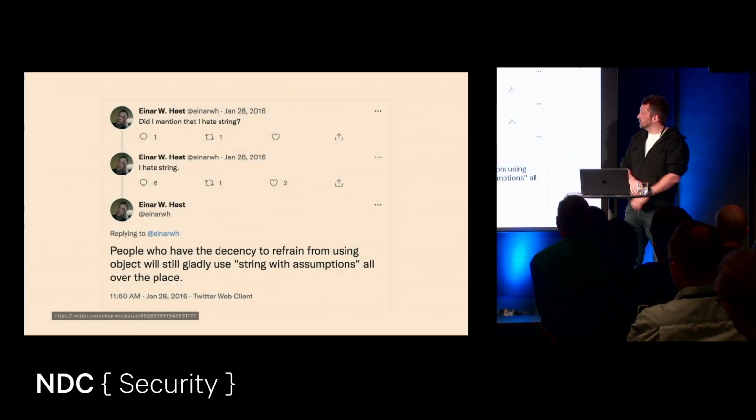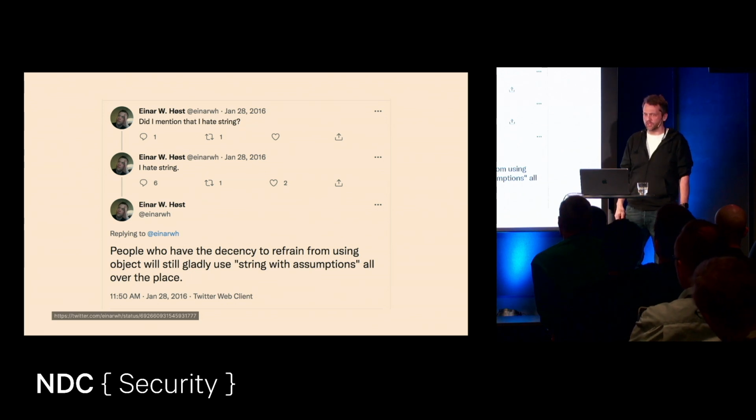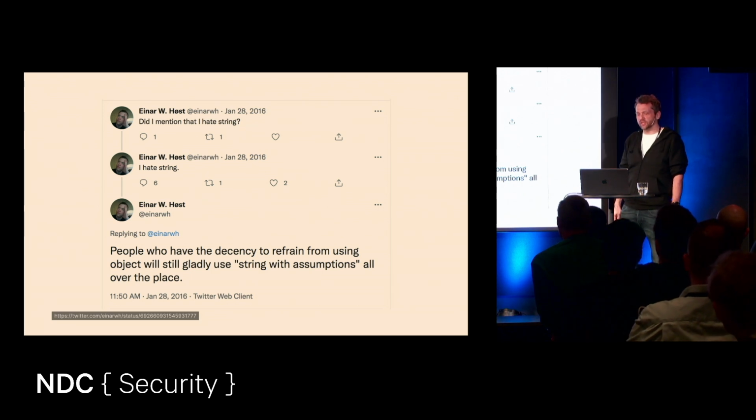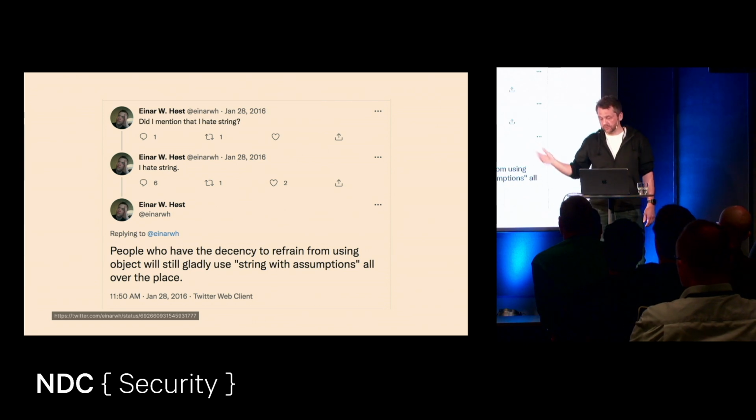And this can happen because we tend to pick stupid types for stuff, basically. So this is Einar Høst, who works at NRK. And he says, did I mention I hate string? I hate string. People who have the decency to refrain from using object will still gladly use string with assumptions all over the place. We tend to use strings and primitive types a lot. And we don't necessarily mean string, because a string can be 0 bytes. It can be 2 gigabytes. Is that the string we want?